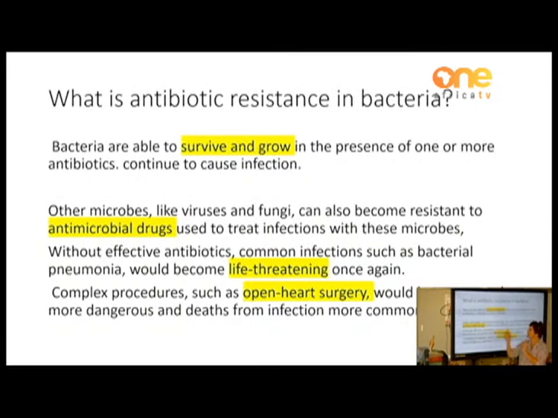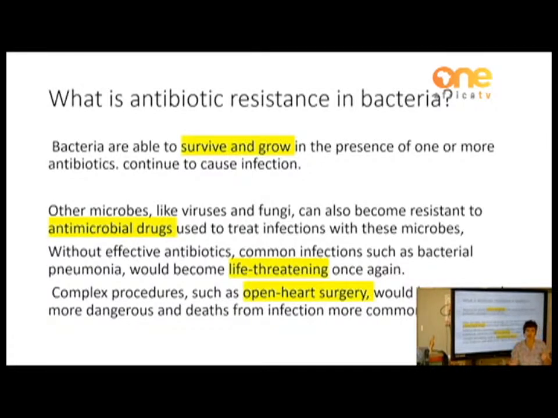Without effective antibiotics, common infections such as bacterial pneumonia, then you cannot breathe. There is a bacterial infection in the covering of your lungs, and it is life-threatening if you cannot breathe and take up oxygen. Now, other things like operations.